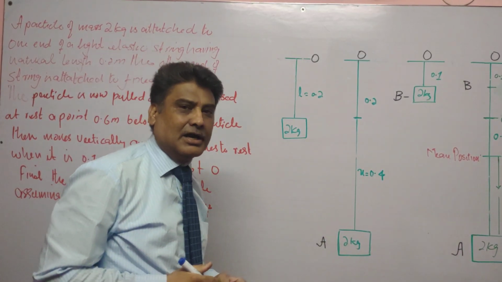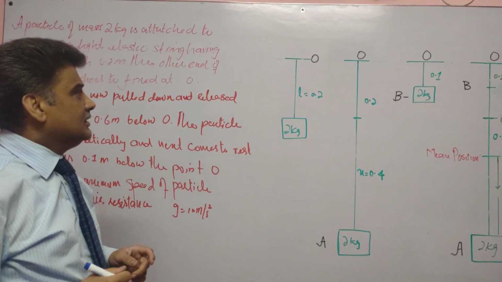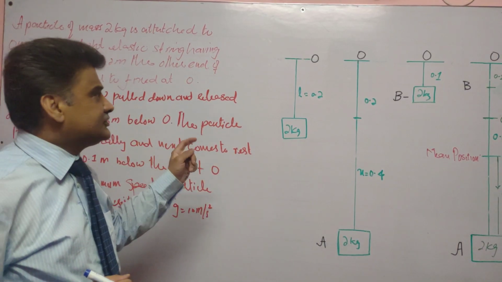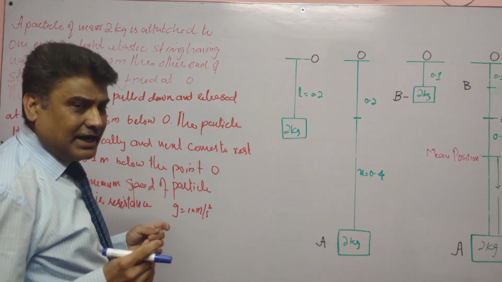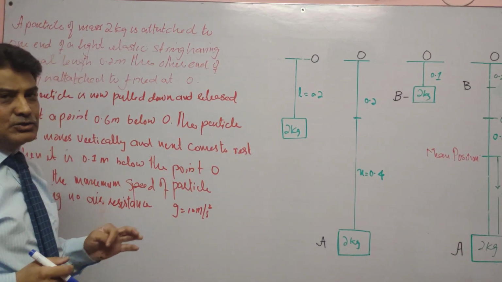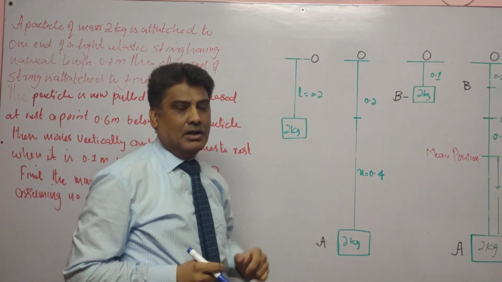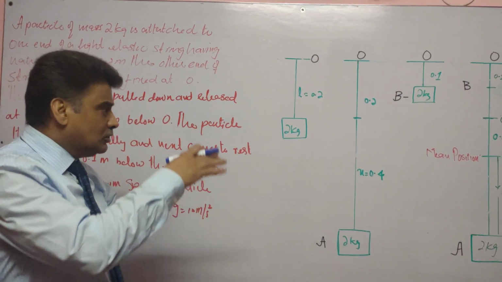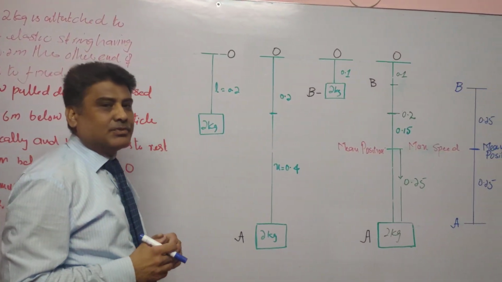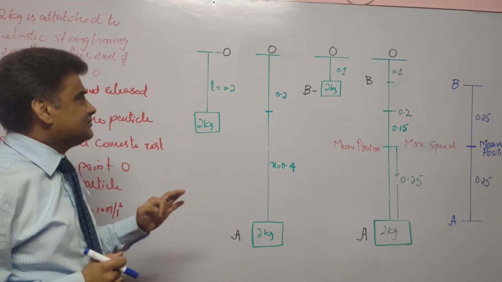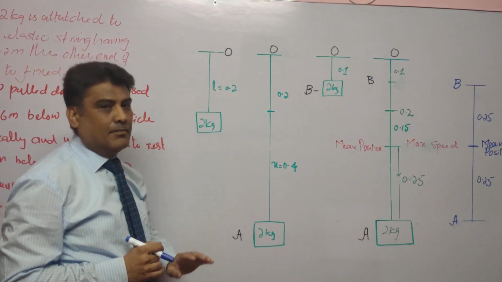Given that a particle of mass 2 kg is attached to one end of a light elastic string having natural length 0.2 meter. The other end of the string is attached to fixed point O. The particle is pulled down from rest, I mean to say, 0.6 meter below the point O.